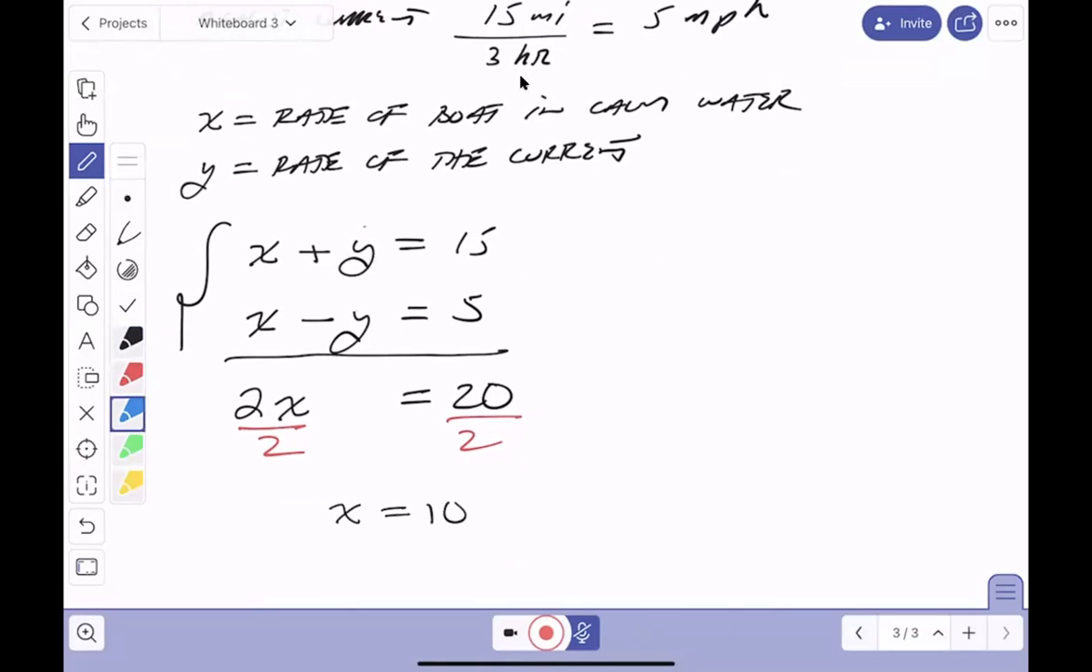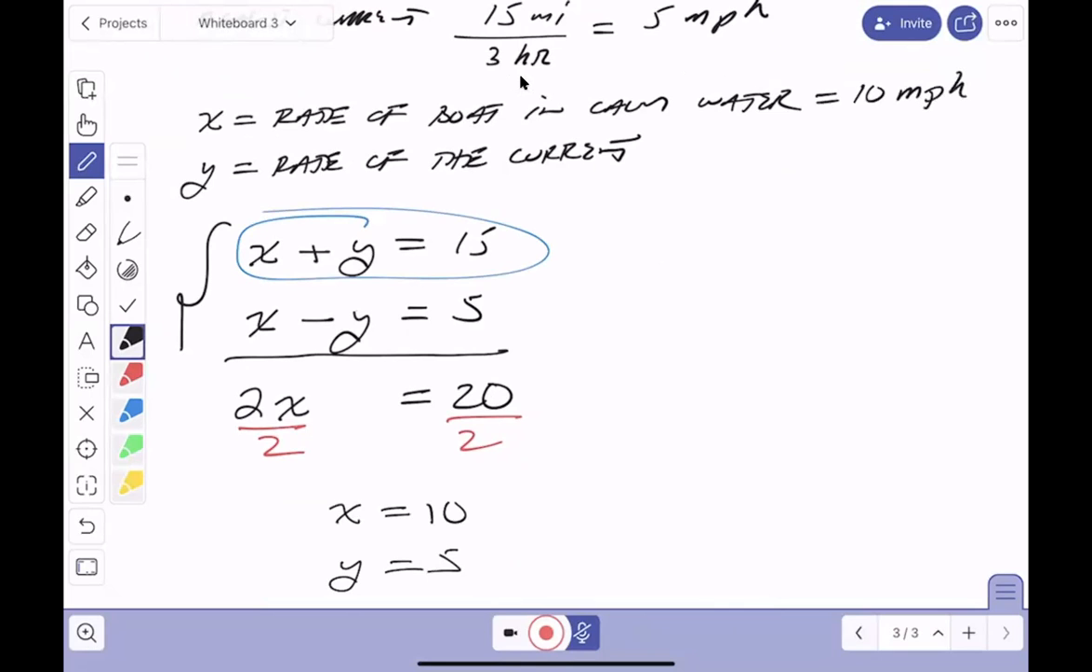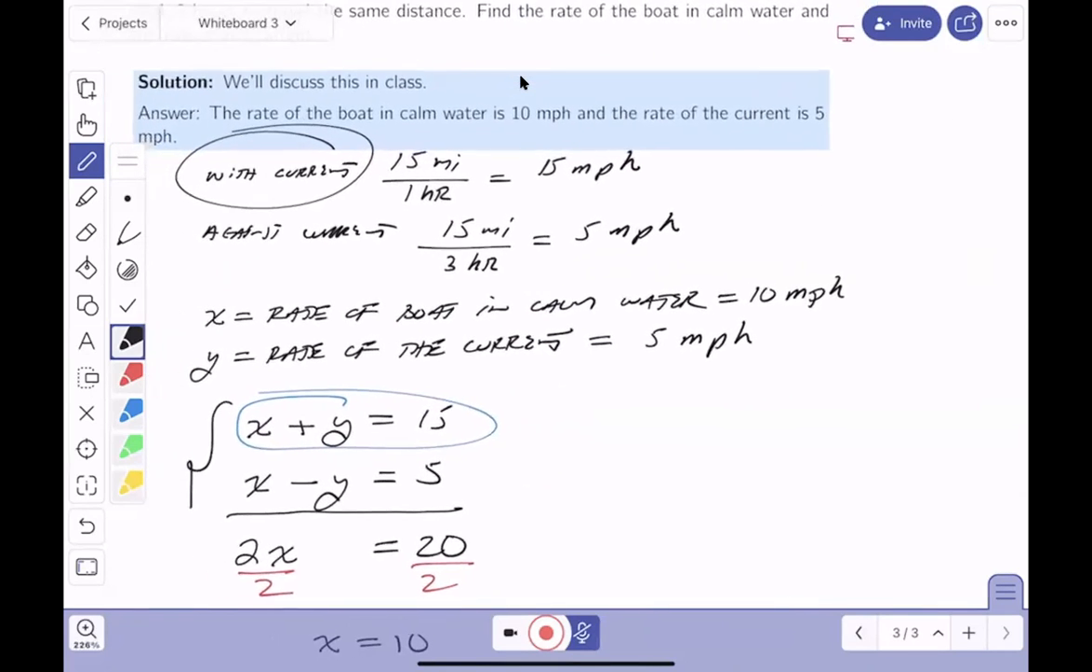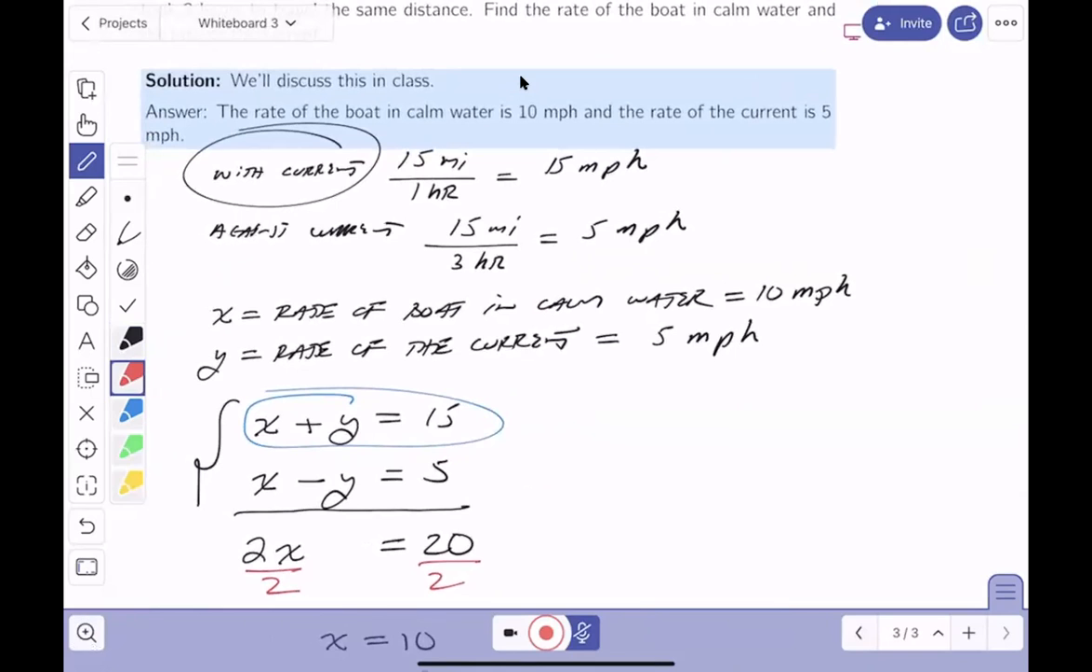I would recommend looking at this equation over here and coming up with the y. Well, if x is 10, y would have to be 5. So I'm going to say the rate of the boat in calm water is 10 miles per hour, and the rate of the current is 5 miles per hour. Let's go back and look at the key and see if we got the right answer. The rate of the boat in calm water is 10 miles per hour, and the rate of the current is 5 miles per hour.